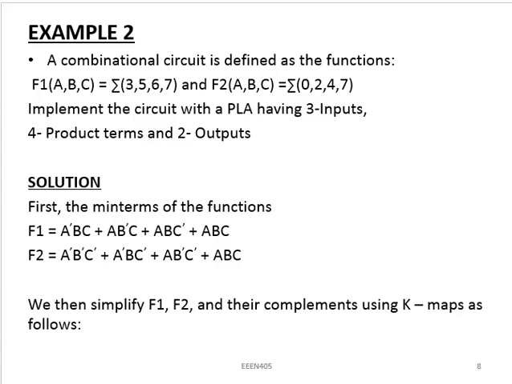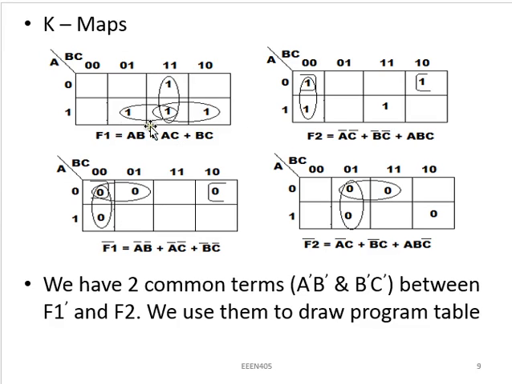We go to the second example for better understanding. This example also gives us 2 functions, F1 and F2, with their minterms, and we are asked to implement them using 3 inputs, of course, because I have only A, B, and C. For product terms, this is my only restriction, and 2 outputs, of course, F1 and F2.